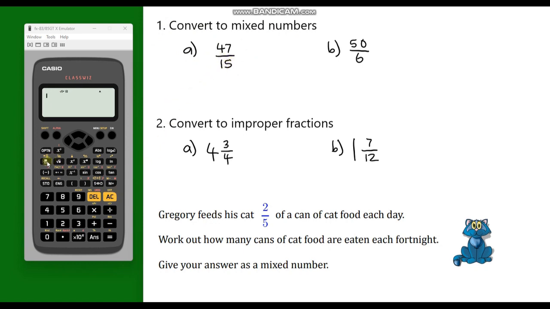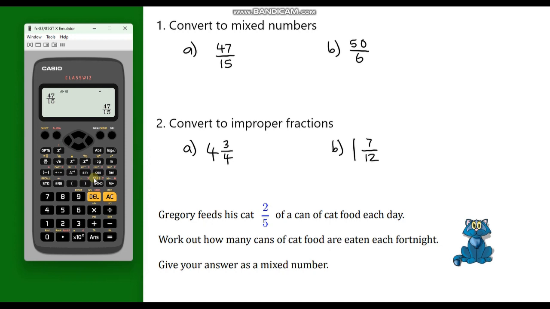So let's type that into our calculator using the fraction button. We've got 47 over 15 and press equals. You can see we've still got the improper fraction. We already know to convert that to a decimal, we press this button. But if you just look above it in the yellow, this is what we're going to use. So you can see here we've got a mixed number.